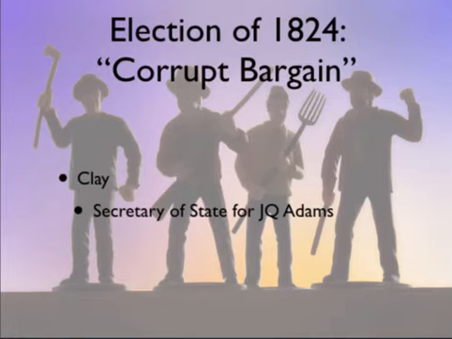This becomes known as the corrupt bargain. This becomes known as an example of backroom dealing and subverting the will of the people by John Quincy Adams. Everybody who supported Andrew Jackson, the most popular candidate in the election of 1824, thinks that he has had the White House stolen from him by Henry Clay and John Quincy Adams, and this idea was believed by the American public. Remember, Secretary of State was seen as a launching board to the presidency.